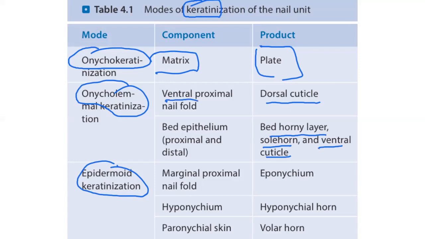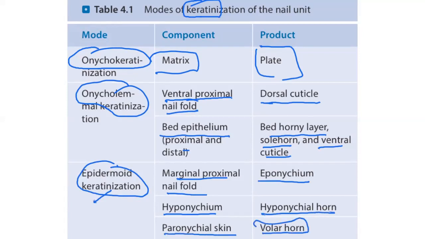The cuticle is produced by the ventral proximal nail fold, whereas the sole horn and ventral cuticle are produced by the bed epithelium. Whereas epidermoid keratinization means the marginal proximal nail fold, which produces the eponychium, and the hyponychium, which produces the hyponychial horn, and paronychial skin produces the volar horn. So always remember the different components of the nail apparatus and how the growth is formed. With that we end the nail apparatus and the lower limb.